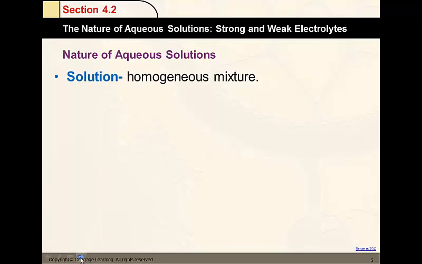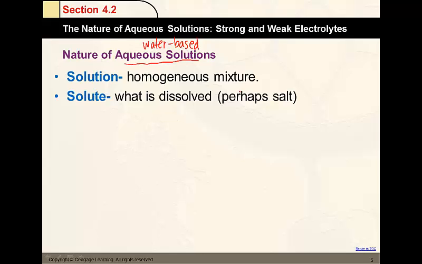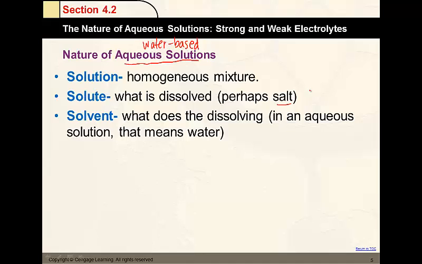Some terms that you should know about water solutions, and those are called aqueous solutions. These are water-based. Solution is a homogeneous mixture between two things. One of them is the solute, that's what is dissolved. You could think of salt. The solvent is what does the dissolving. In an aqueous solution, that means that it's water is the solvent.